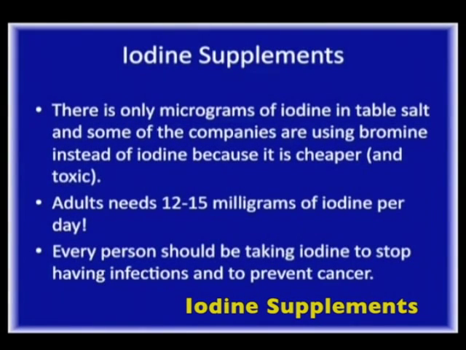Only micrograms of iodine are found in table salt, and some of the companies are now using bromide instead of iodine because it's cheaper, in spite of the fact it is toxic. Adults need about 12 to 15 milligrams of iodine per day. Thus, every person in the United States tends to be iodine deficient because the iodine that was in our soil has been washed into the ocean, and essentially none is available in our food. Thus, every person should be taking iodine to stop having infections and to help prevent cancer.